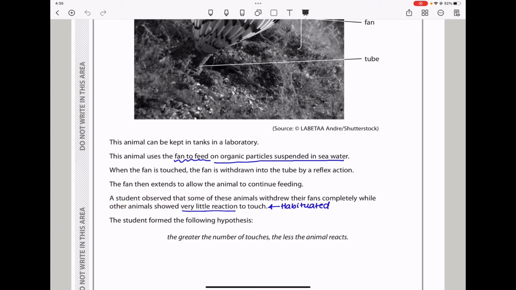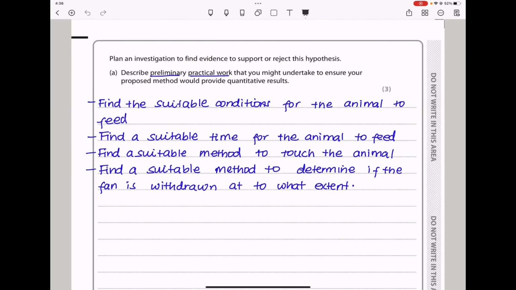A student observed that some of the animals withdrew their fans completely, while other animals showed very little reaction to touch. This means they are somehow habituated. The student formed the following hypothesis: the greater the number of touches, the less the animal reacts. So here they say plan an investigation to find evidence to support or reject this hypothesis. Describe preliminary practical work that you may undertake to ensure your proposed method will provide quantitative results.